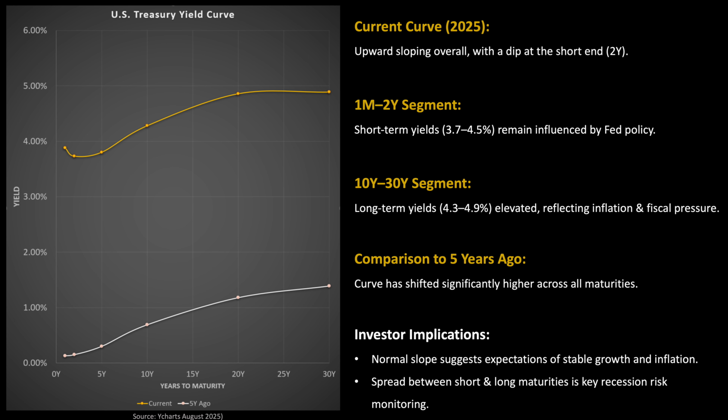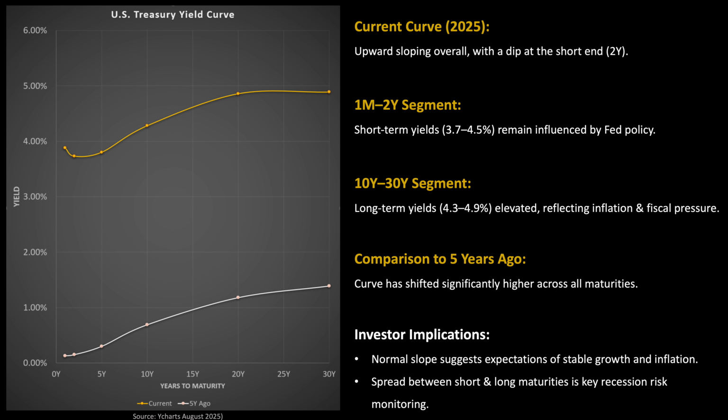So as you look at this chart, the yellow chart is the current curve in 2025. And it is upward sloping after you get past the first part of the actual curve. And there's a slight dip because we're expecting the Fed to lower rates by 0.25% or up to 0.75% over the next year. The 1 month to 2 year segment typically represents, again, the Fed's policy, and it is currently right now between 3.7% and 4.5%. The 10 to 30 year segment is the longer term bonds, and that reflects inflation and fiscal pressures. That's currently at 4.3 to 4.9%.